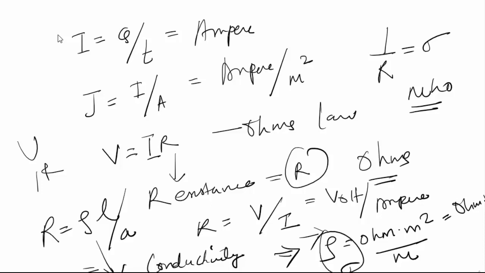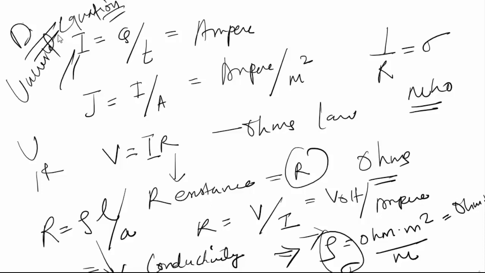So this is what we have learned in this lecture, and these are the universal equations in the field of electrical engineering. We have considered the SI unit system while defining the units like amperes, meter, etc. So that's all.